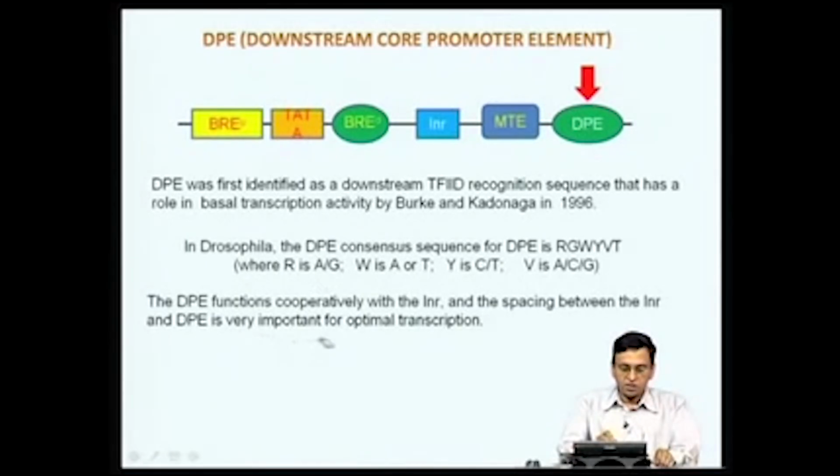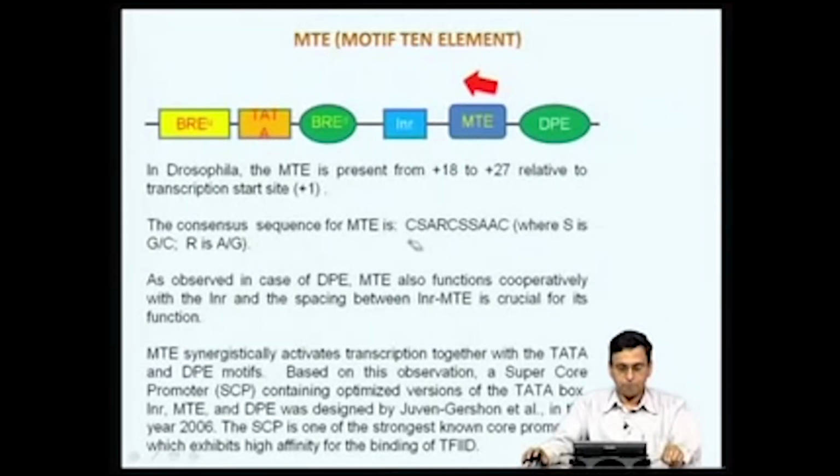Now, the DPE functions cooperatively with the initiator, and the spacing between the initiator and DPE is very important for optimal transcription. The exact position of the DPE downstream of the transcription start site, that is, the distance between initiator and DPE, is highly conserved, and this distance is very important for the functional role of the downstream core promoter element in many eukaryotic promoters.